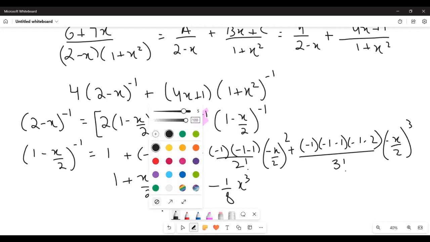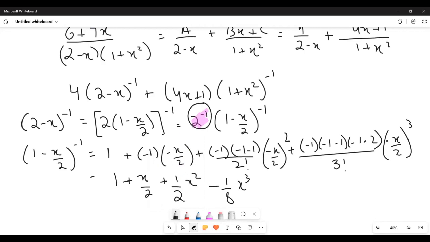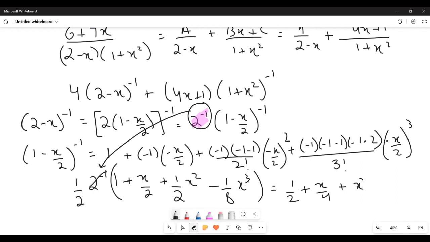And we have to multiply this with it. So 2 power minus 1 times all of this. So that would be half plus x upon 4. 2 power minus 1 is actually half. So this is half plus x square upon 4 minus x cubed by 16.